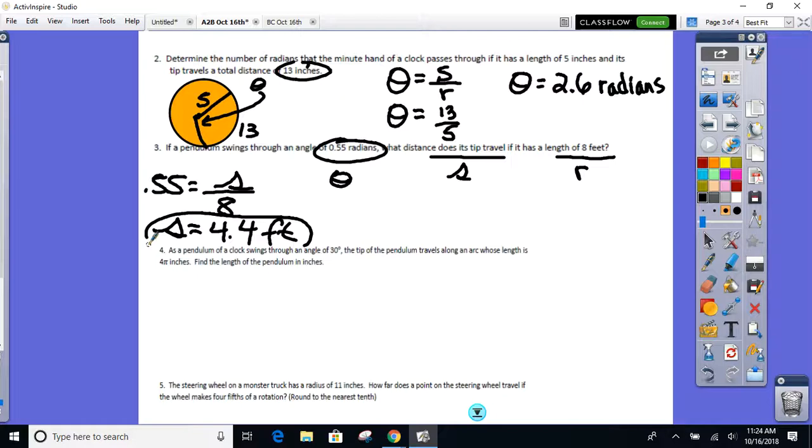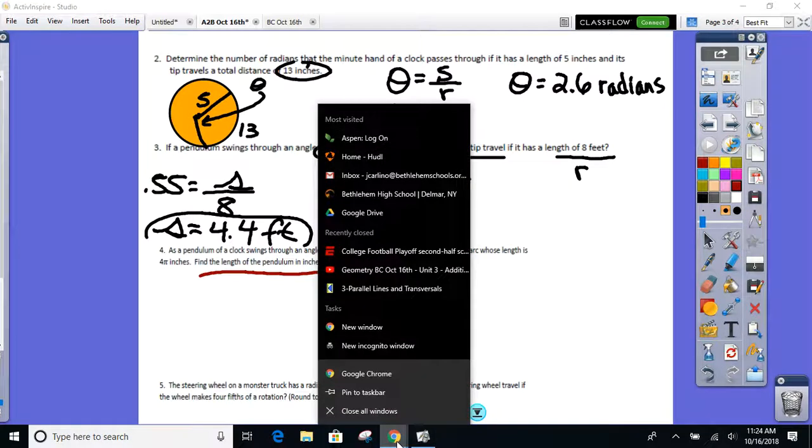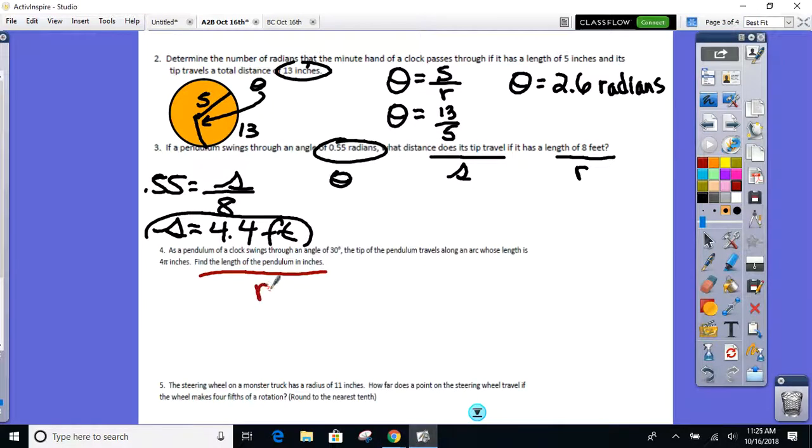All right, go ahead. Read through the next problem. See if you can see where my challenge is going to come here. I'm still talking about that darn pendulum going through an angle of 30 degrees. The tip travels 4 pi inches. Wow. Find the length of the pendulum. All right, find the length. Which variable am I going to solve for in theta equals S over R? Length of the pendulum. Would that be the angle measure, the arc measure, or the radius measure? It is going to be the radius measure. So I'm going to solve for R. What's my angle?